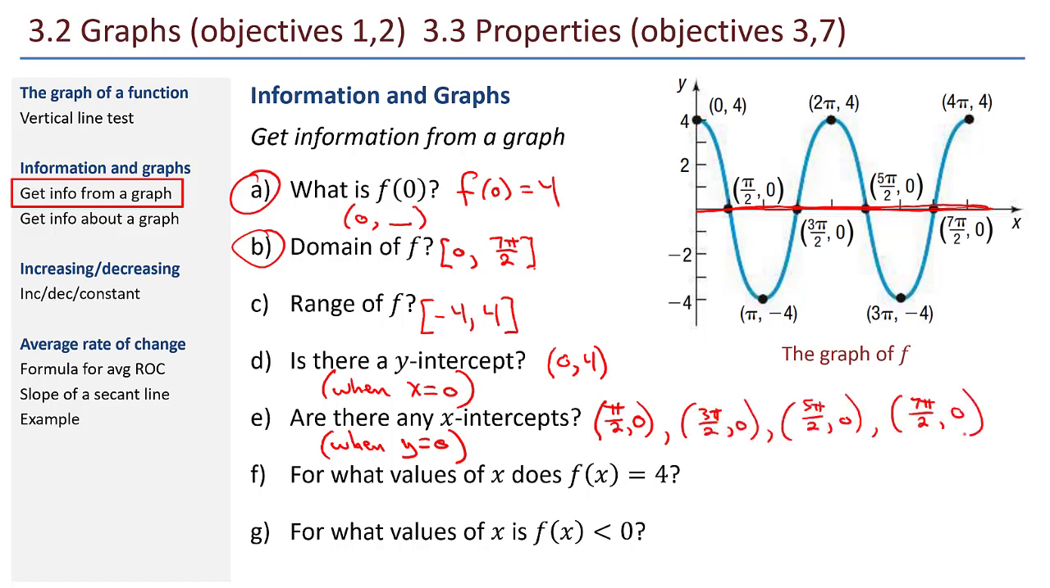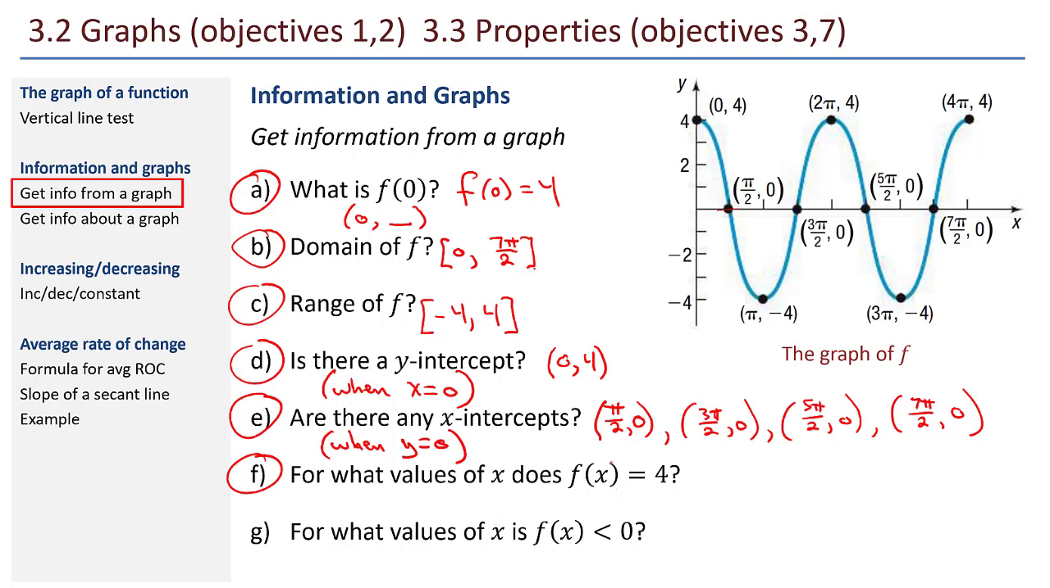So there are 4 x-intercepts, and these are all the points that have 0 as the y-coordinate. All right, F. Oh, I forgot to keep circling my letters here. F. For what values of x does f of x equal 4?